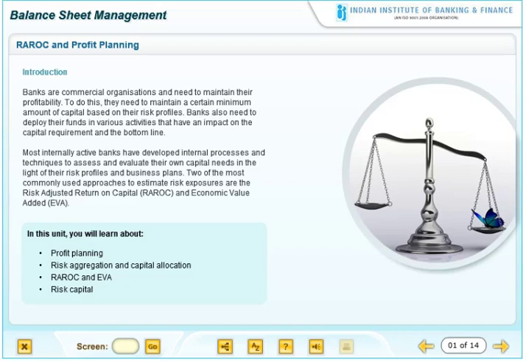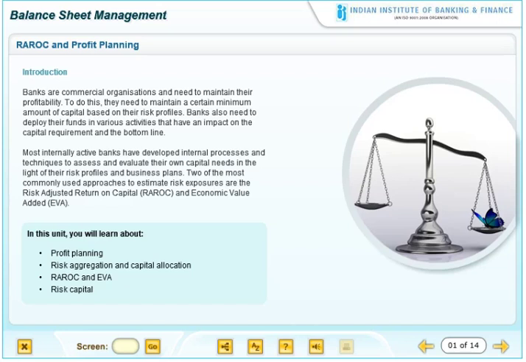Banks are commercial organizations and need to maintain their profitability. To do this, they need to maintain a certain minimum amount of capital based on their risk profiles. Banks also need to deploy their funds in various activities that have an impact on the capital requirement and the bottom line.